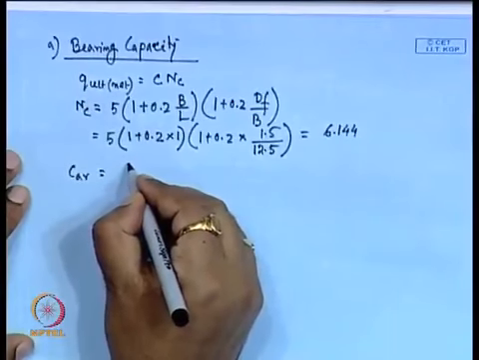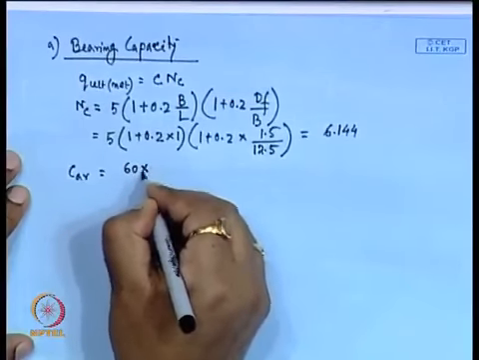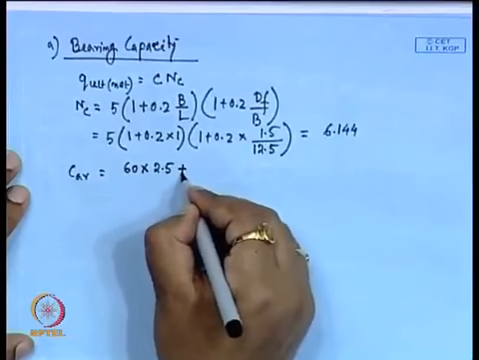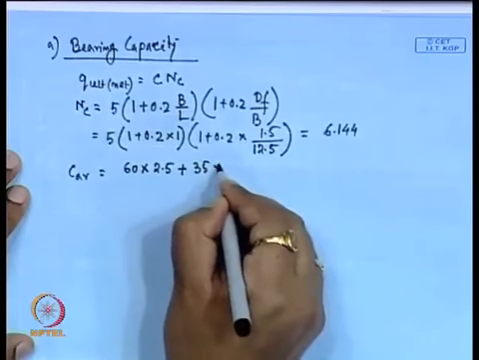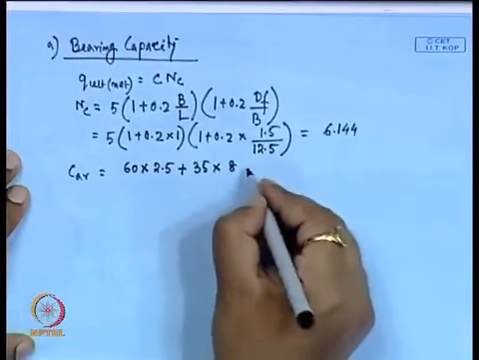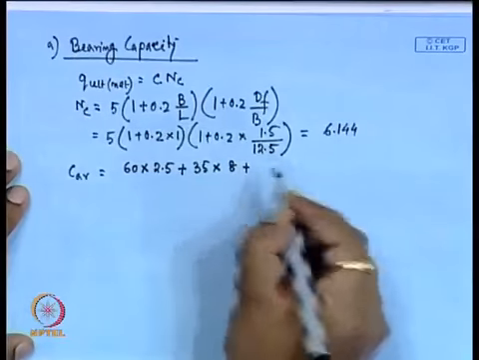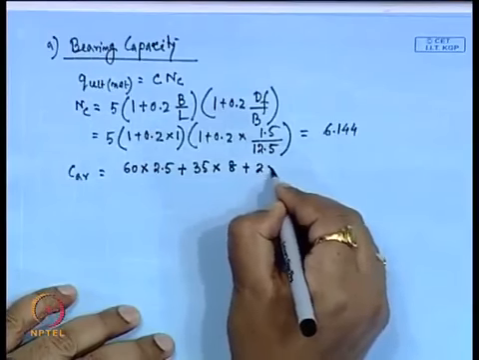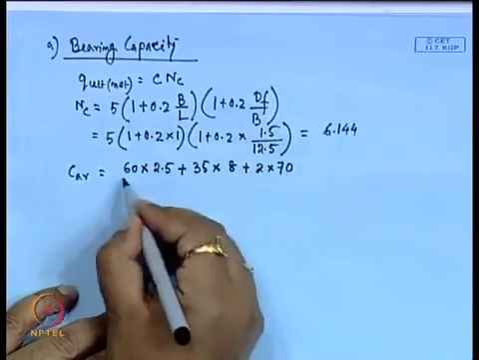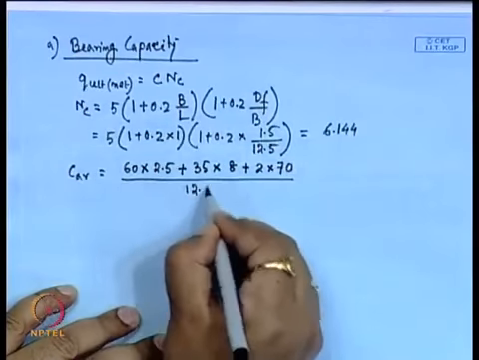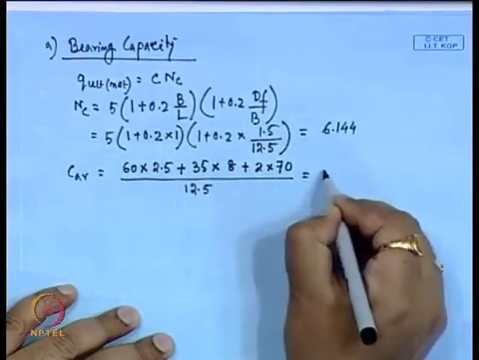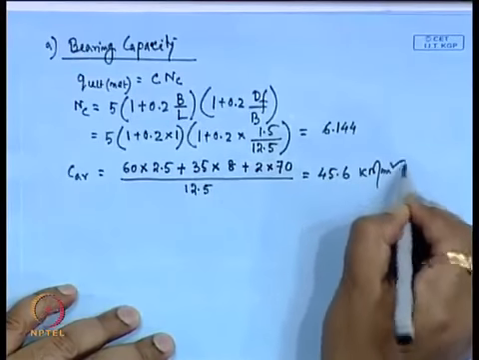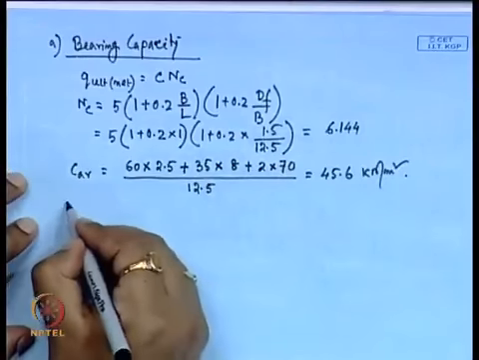So, first we will calculate the weighted average CU, that means C average value for the influence zone. For the first layer, 60 is the CU and the influence zone is 2.5 meter. Then the second layer is 35 and the thickness of the layer is 8, and up to B for the third layer, 2 meter we will consider, 2 meter into 70, and total it is 12.5. So, that is coming 45.6 kilonewton per meter square.